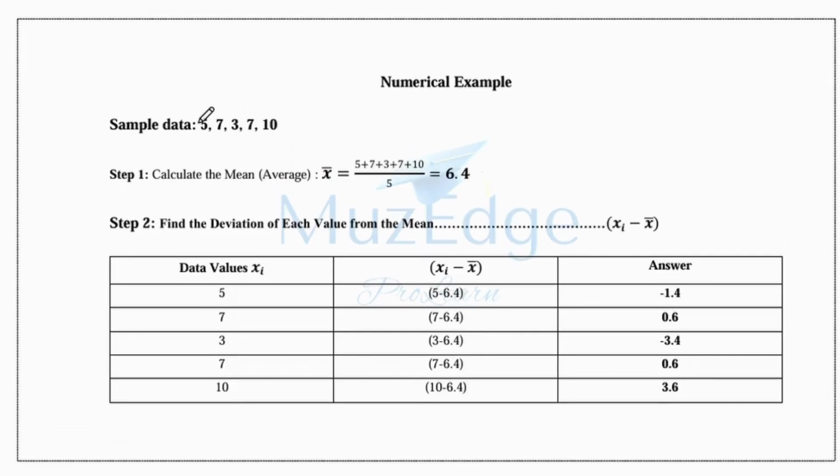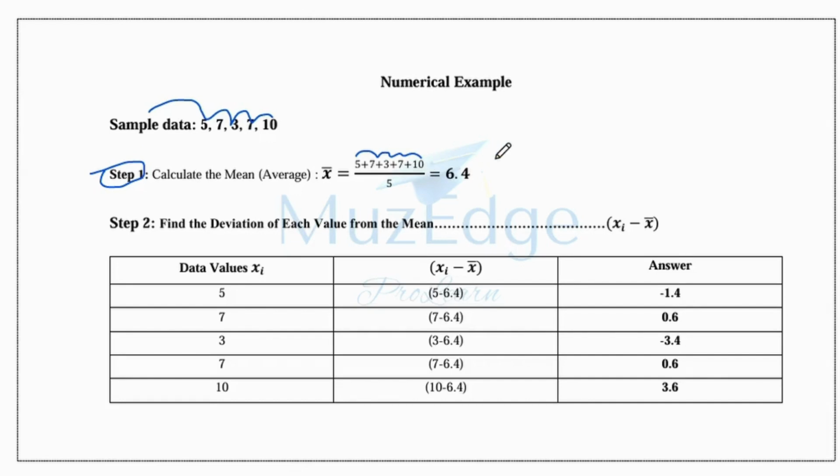Let's solve a quick example using sample data 5, 7, 3, 7, and 10. Let's begin with step 1, calculating the mean, also known as the average. To find the mean, we add all the values given, and then divide the total by the number of values. Here, the values are 5, 7, 3, 7, and 10.